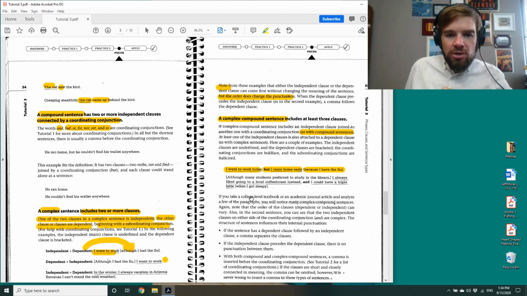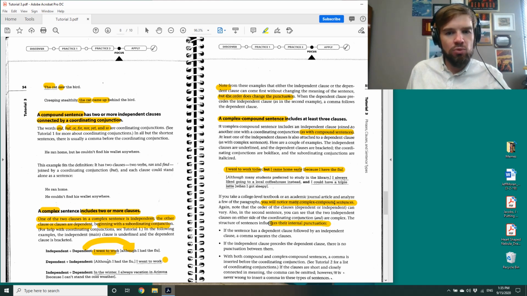Now, if you take a look at a college-level textbook or an academic journal article and analyze a few of the paragraphs, you will notice many complex compound sentences. Again, note that the order of the clauses, dependent or independent, can change. Also, in the second sentence, you can see that the two independent clauses on either side of the coordinating conjunction and are complex.